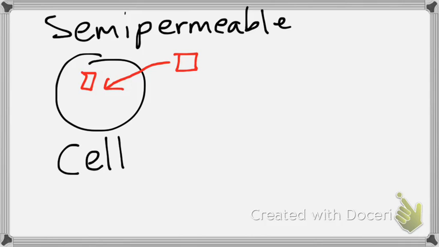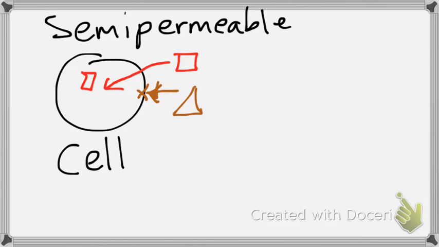Let's say I have a different shape. This time I have a triangle. This triangle wants to go into the cell, but it can't. The cell blocks it. That's because the cell is semi-permeable.